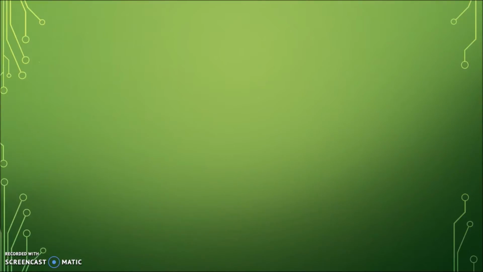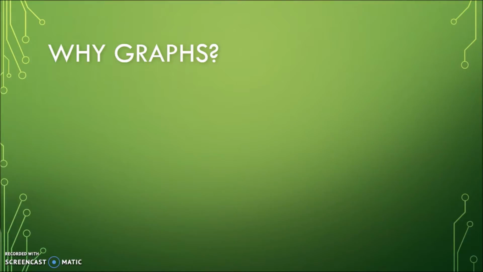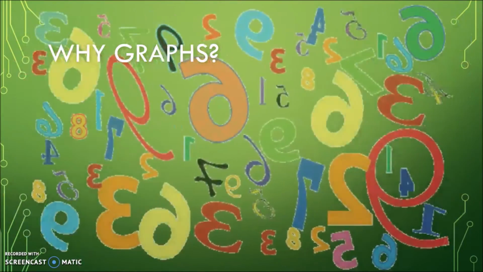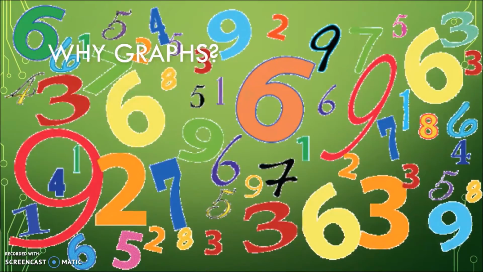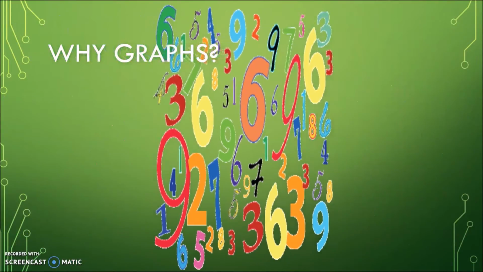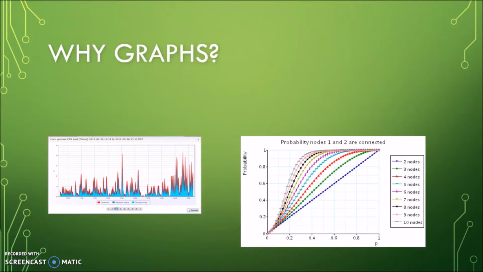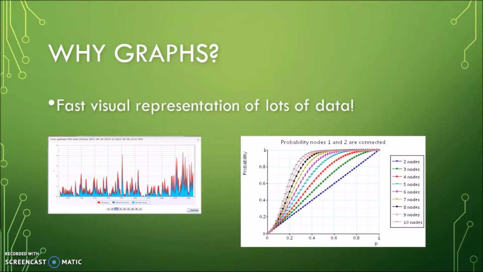So let's start off with why graphs? Why do scientists love graphs? Why do we use graphs for almost everything we do? It's because when you're collecting data, you have tons and tons of numbers. So instead of having to stare at a page full of numbers, we can compact those numbers down into a visual, easy to see representation. So now we can quickly see patterns and move on.